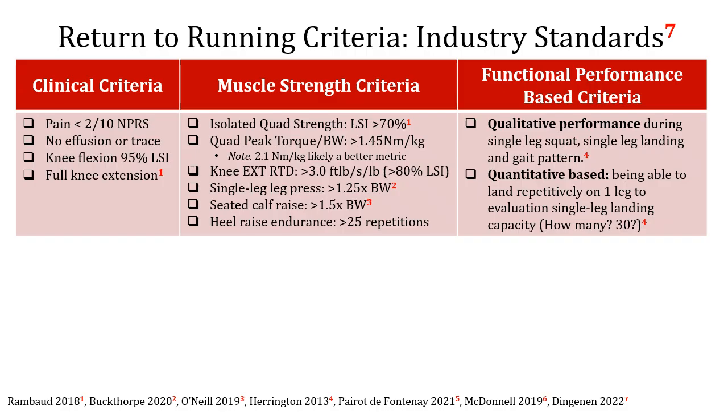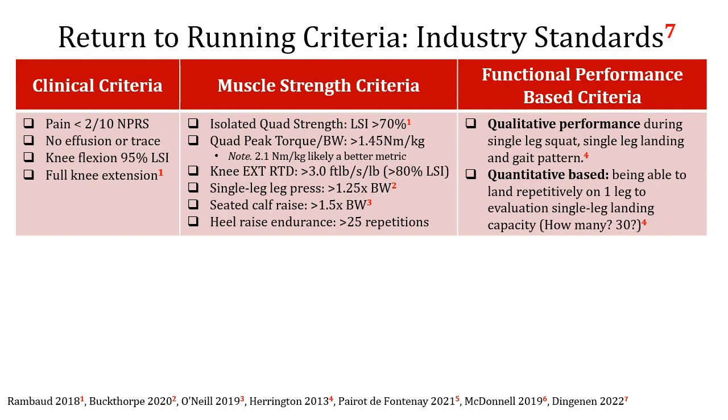This is the criteria that we've really emphasized in this conversation: the 3.0 foot-pounds per second per pound of body weight, and greater than 80% LSI for their knee extension rate of torque development would correlate with a greater than 80% knee extension moment during their running gait and their sagittal plane knee flexion angle.